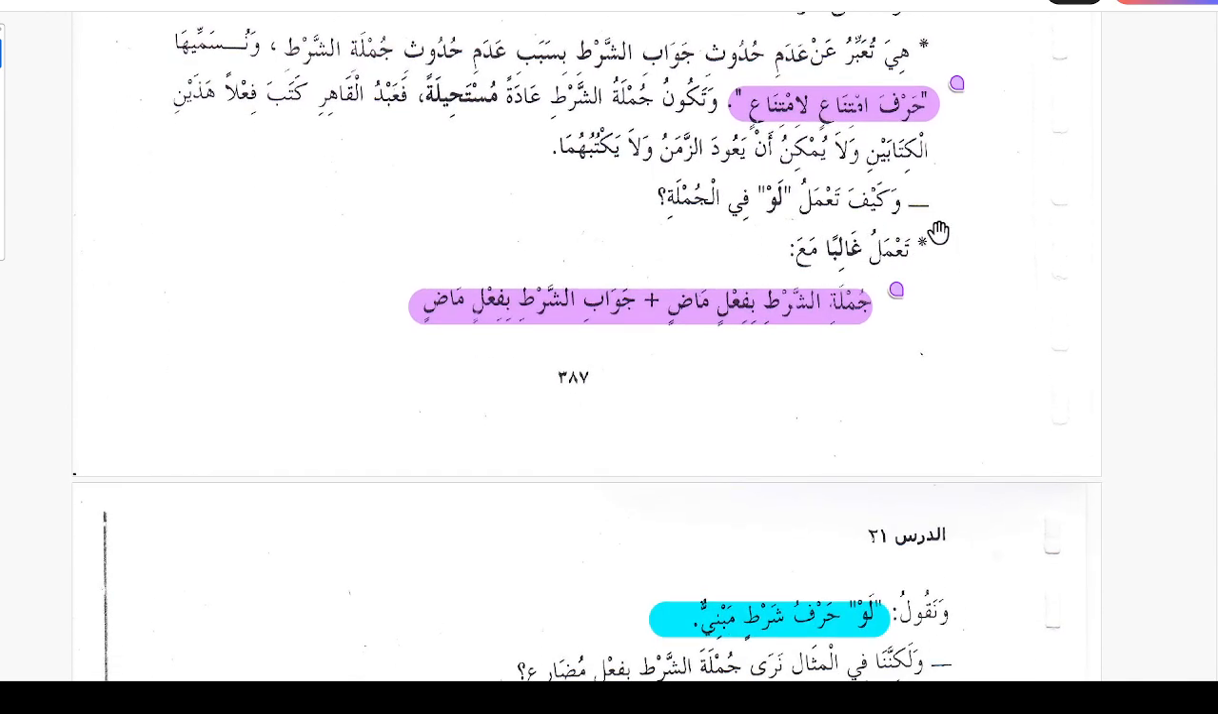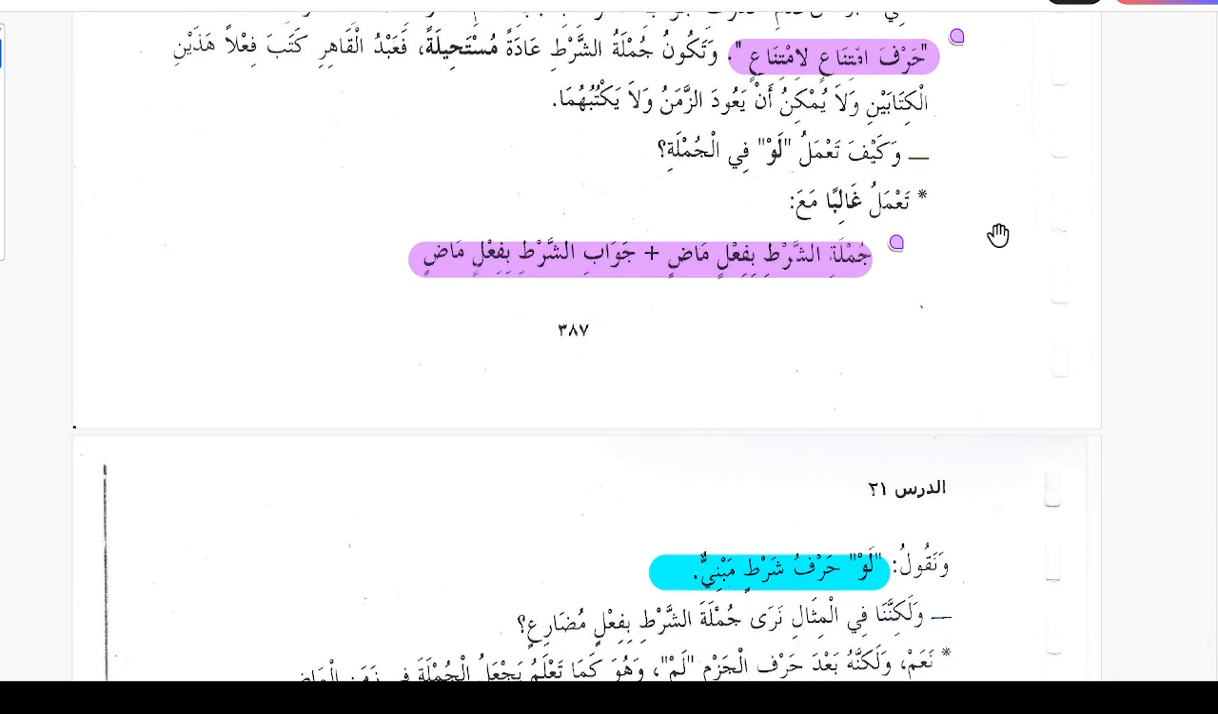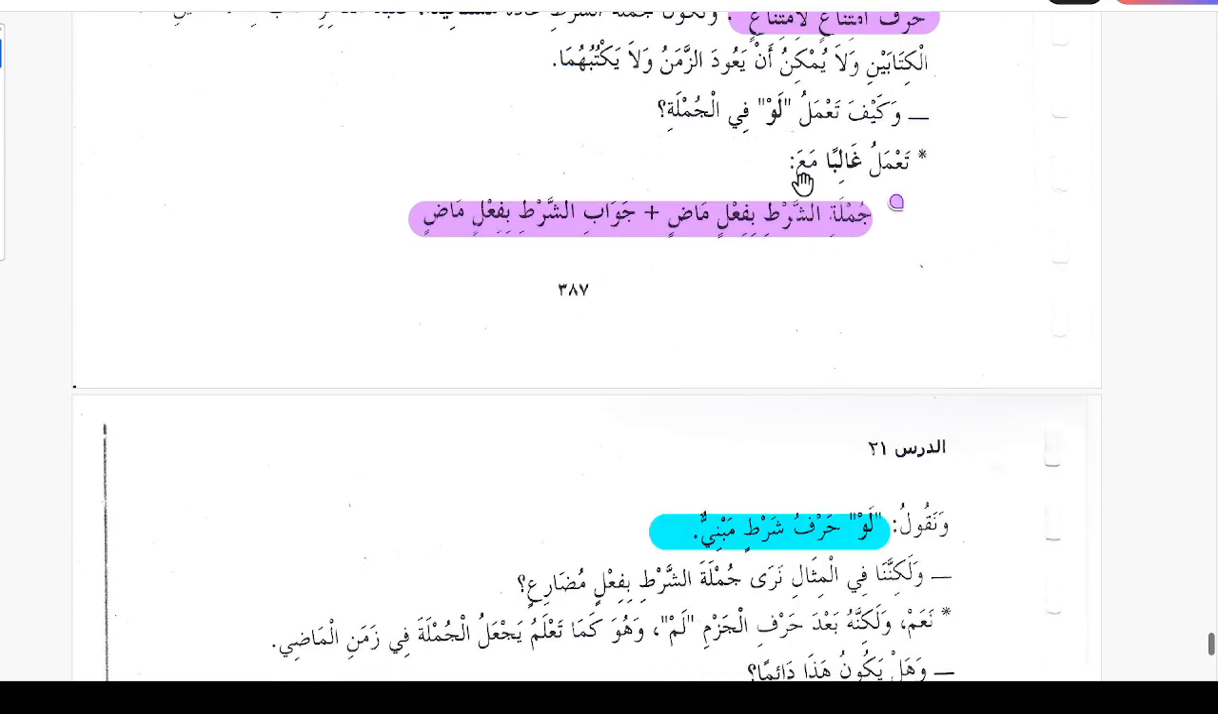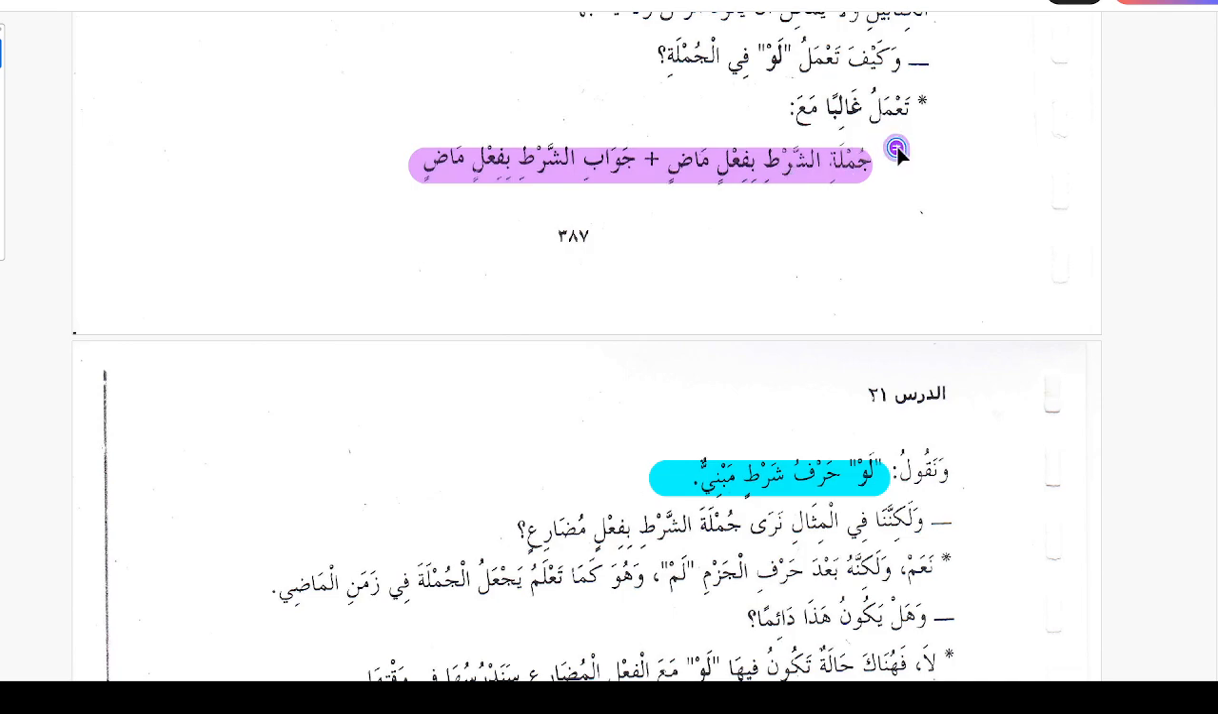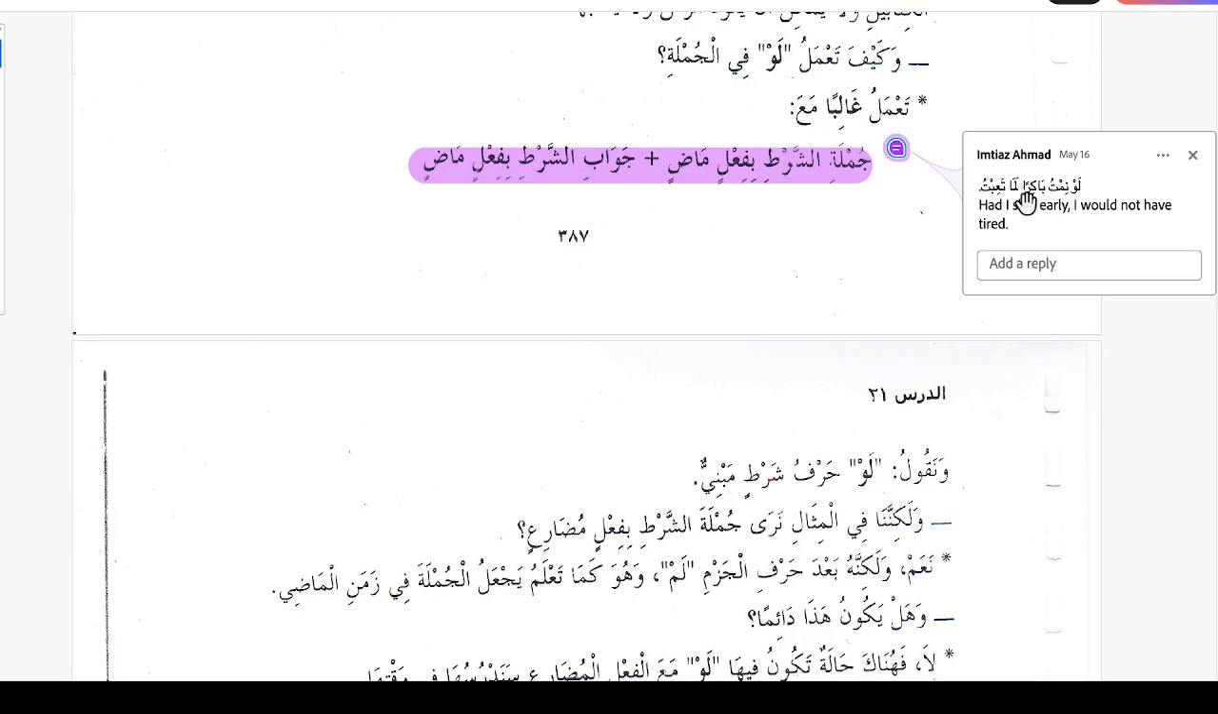How does law work in the sentence? It often works with a jumla shartiya in the past tense, and the jawab shart is also in the past tense, like we have seen in this case. Law nimtu bakiran: the past tense is used for both the jumla shartiya and the jawab shart. Nimtu and taibtu.